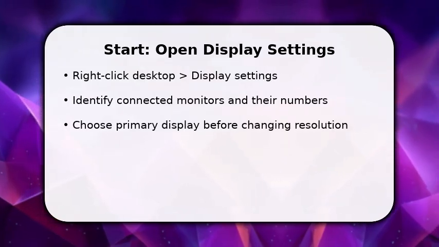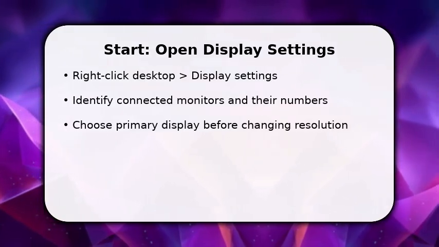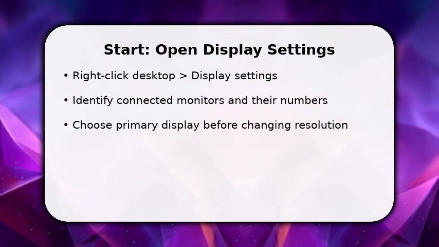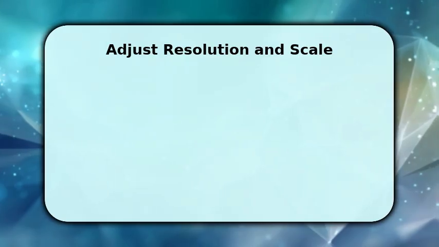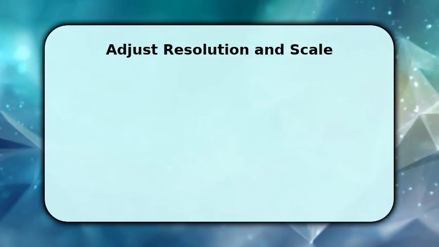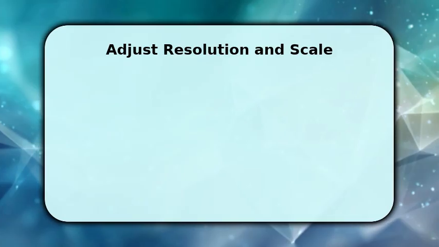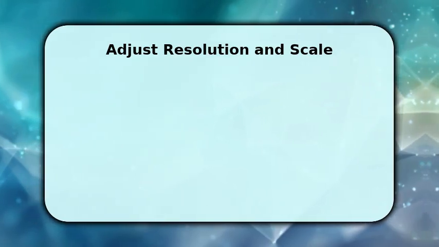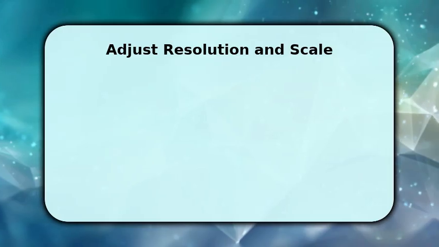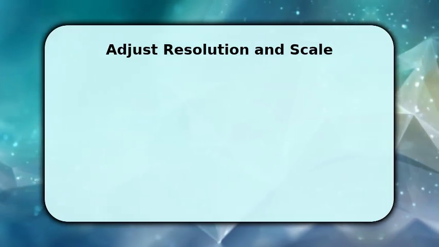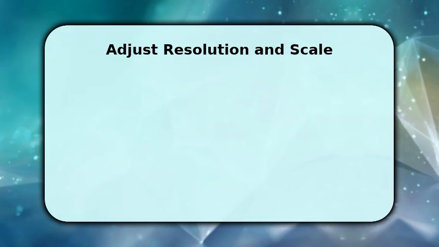Now that the correct display is selected, move to adjusting resolution and scale for the desired desktop size. You'll change resolution first because it defines the pixel grid. Pick the native option for clarity, but lower it if you need larger elements. Next, adjust the scale setting to increase UI size without reducing sharpness. Try 125% or 150% if text is too small.